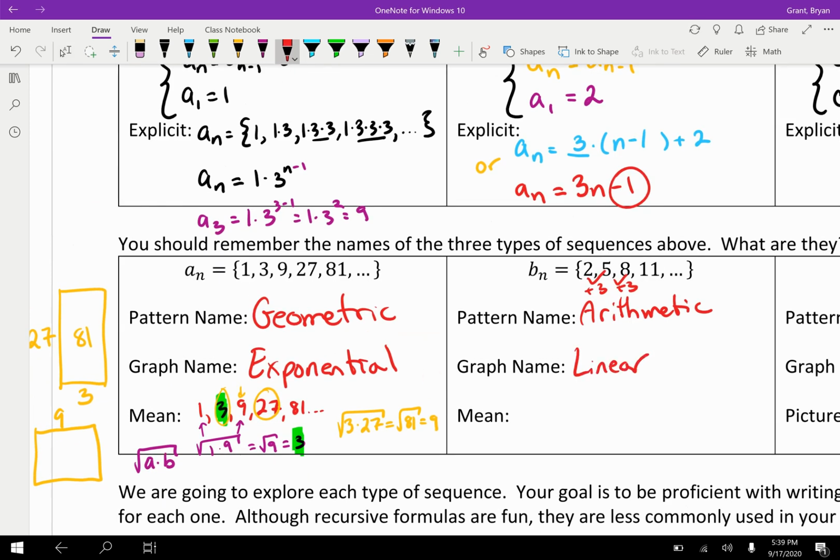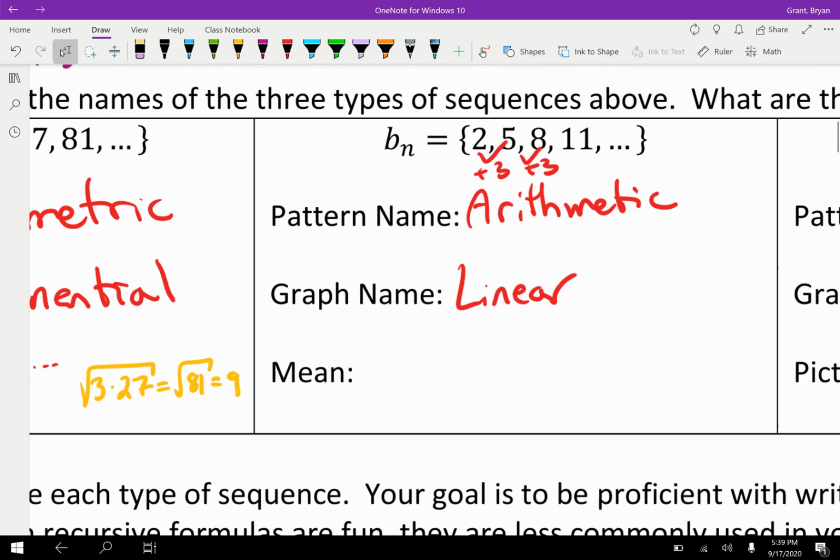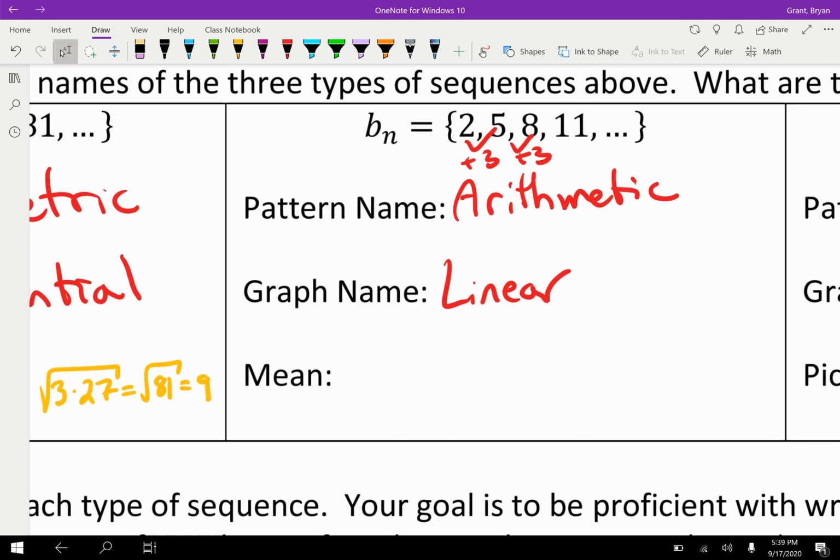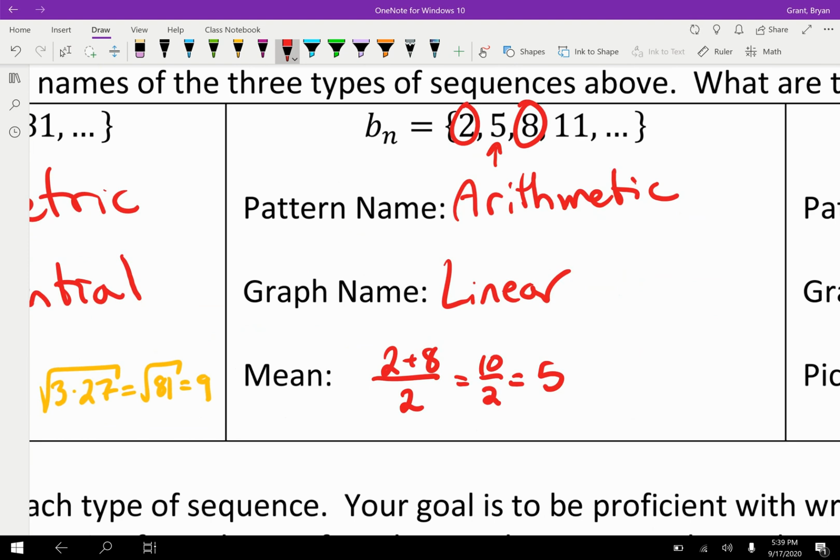What is the mean here? Well, what's the meaning of the mean? Well, we can actually do an arithmetic mean instead of a geometric mean, and the arithmetic mean is the one that you're used to. So let's go ahead and just pull the 2 and the 8 that are up here. If we find the arithmetic mean, it's where we add them together and divide by the number of numbers there. So we end up with 10 divided by 2, which is 5, and you'll notice that 5 is in between those two numbers. Okay, that's what always happens for an arithmetic sequence.